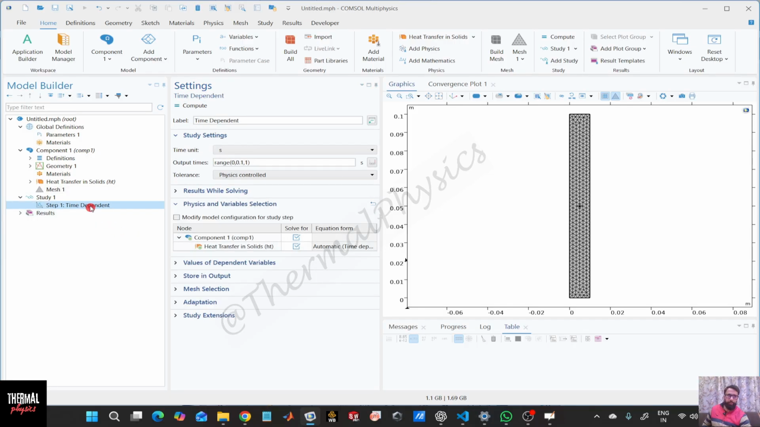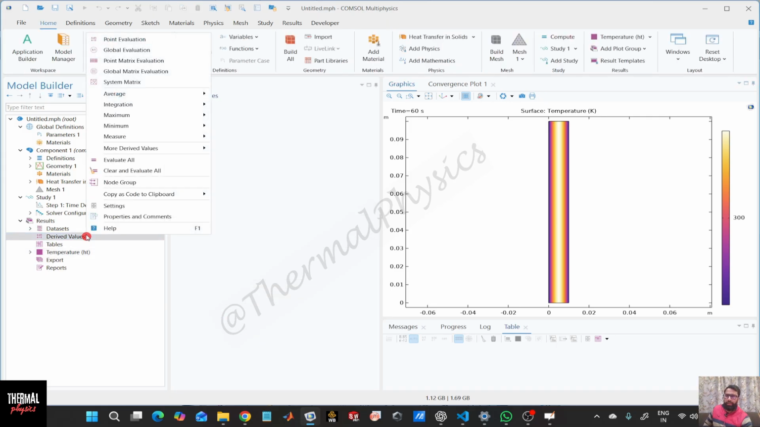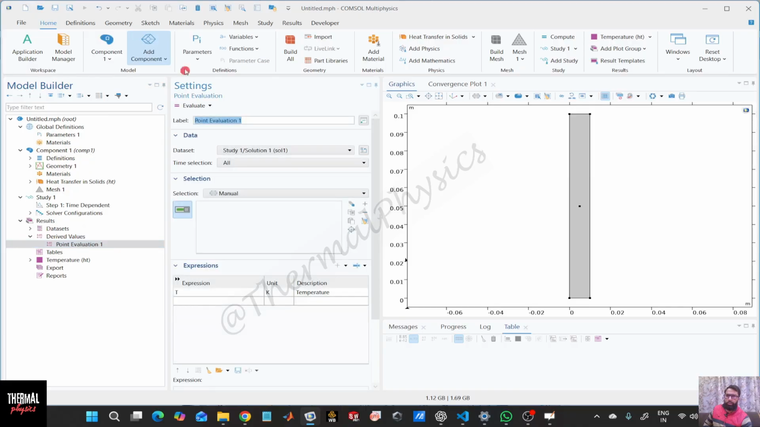Now we go to mesh, we build all, and we make it extra fine to get the solution accurately. We'll go to time dependent study, and we'll start with time 0, and use a time step of say 5 seconds, and we'll calculate it up to 60 seconds because we need the temperature at the center after 60 seconds. We'll hit compute. When we hit compute, we go to derived values because this is where our obtained data is. We'll choose point evaluation for our point, choose the point that we made earlier, and hit evaluate.